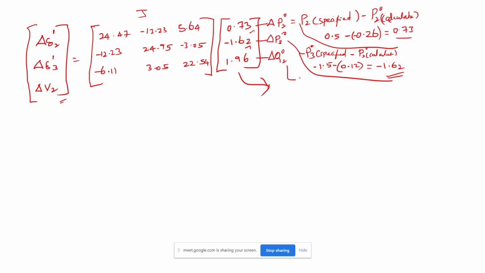Same like that, I need to find out for this also. This is nothing but Q, already the specified value is 1 and the value we found out is minus 0.96 respectively. So same like that for this also, the value is around 1.96. So that is why I put it here. Any doubt up to this? I have explained why we got these values. Any doubt up to this? Please tell me.